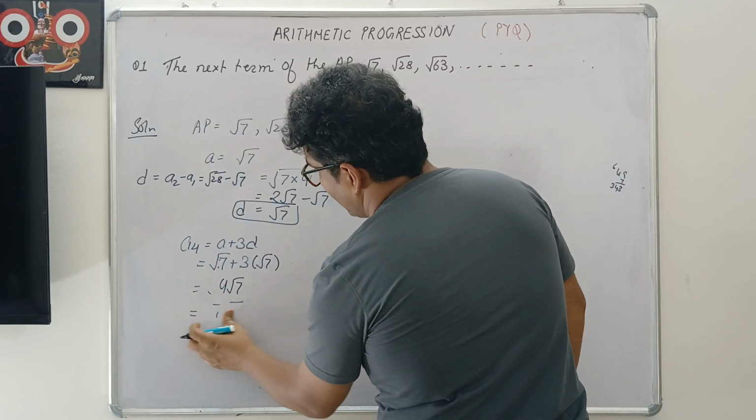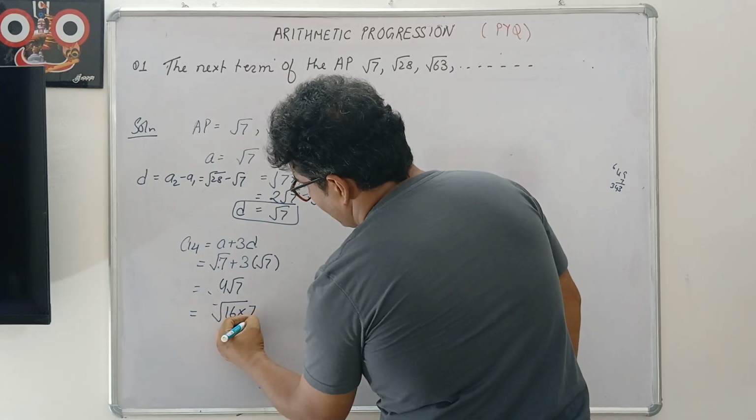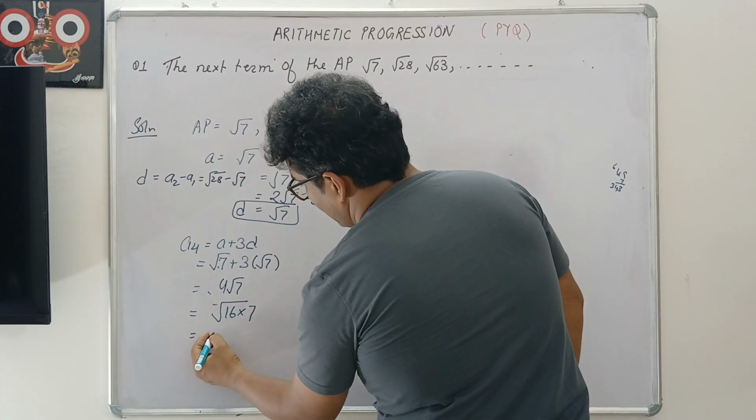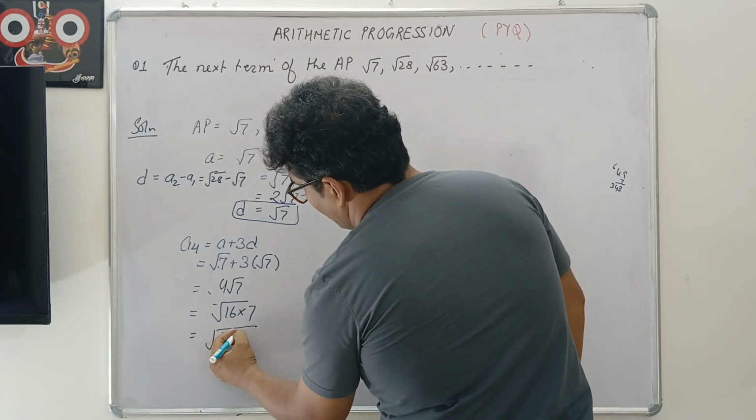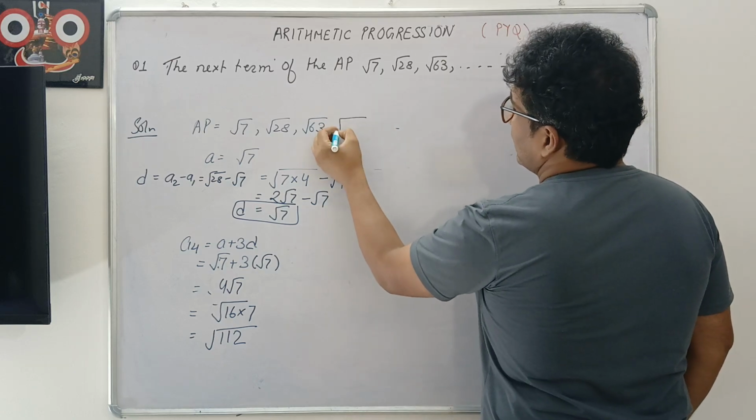Or you can say root of 16 into 7, that is root 112. So the next term is root 112.